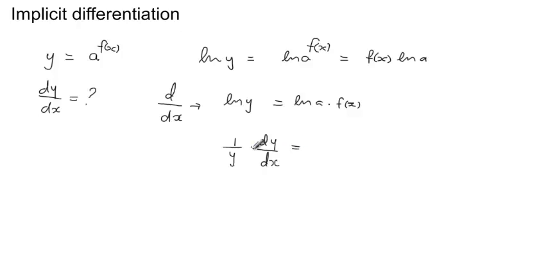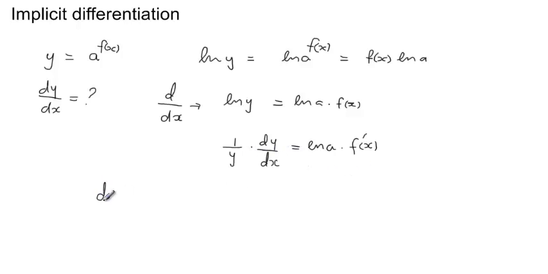Then that will be equal to, remember I'm differentiating both sides, ln of a, the constant, multiplying the derivative of f of x. Now, remember, we're looking for dy dx. So now we've got an equation which involves dy dx. The only thing left for us is to make dy dx the subject of the formula. So first of all, let's multiply both sides by y.